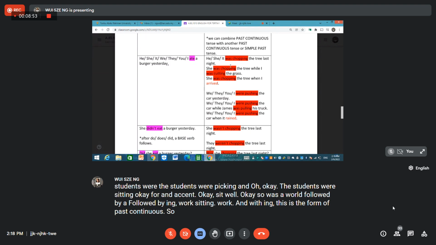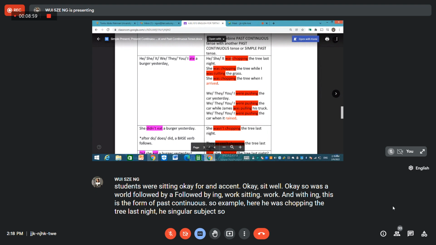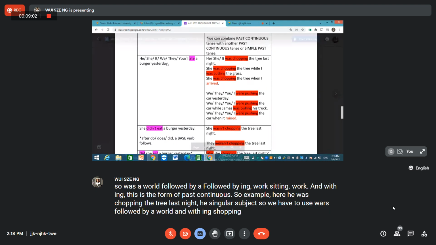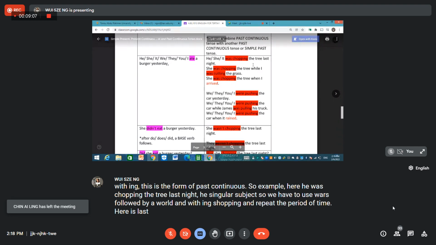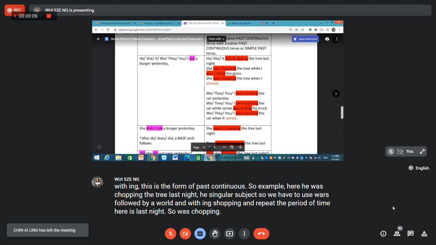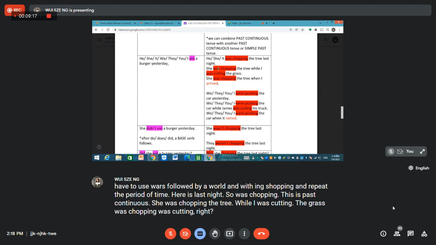So example here, he was chopping the tree last night. He, singular subject. So we have to use was followed by a verb with ing, chopping. And the period of time here is last night. So was chopping, this is past continuous. She was chopping the tree while I was cutting the grass. Was chopping, was cutting. These are two past continuous.